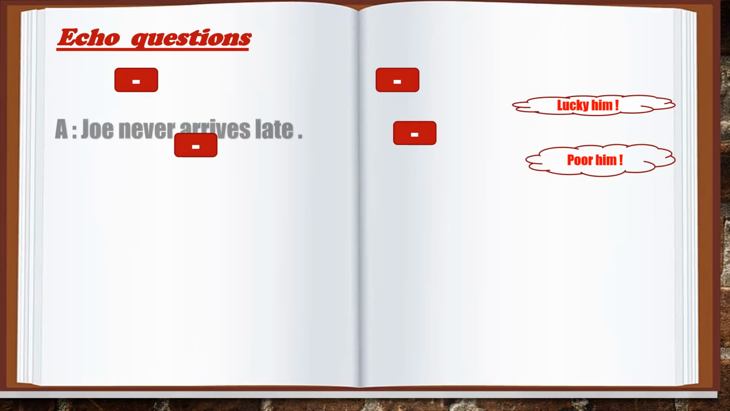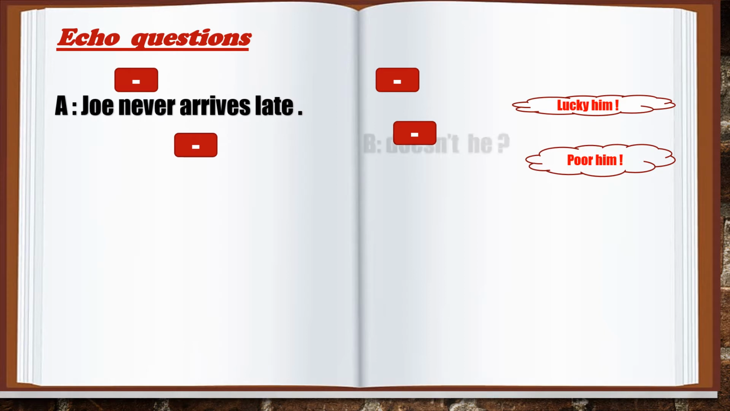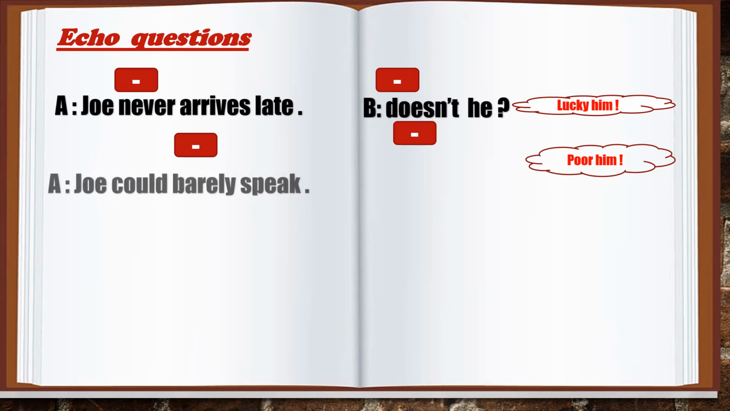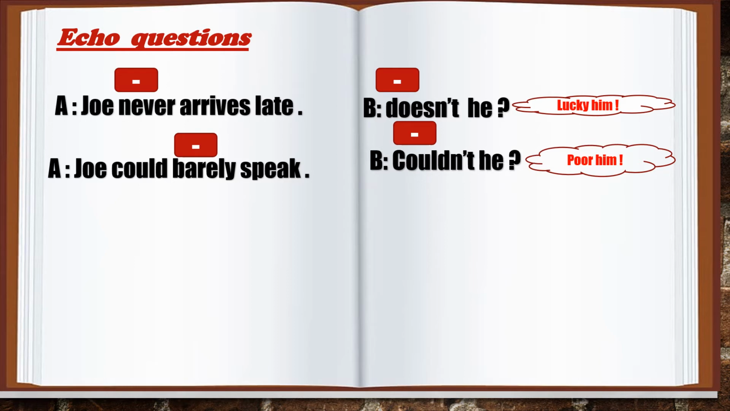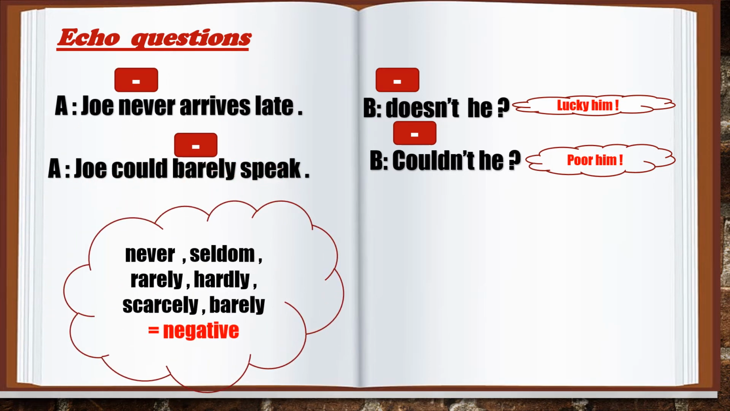In our previous lesson, I also gave you some adverbs of frequency that mean not. For example, when we say Joe never arrives late, you can say doesn't he, not does he. Why? Because never means not. Okay, so I gave you these adverbs and I told you that if the first statement contains one of these adverbs, you are going to use a negative short question. Never, seldom, rarely, hardly, scarcely, barely, all of them mean not.